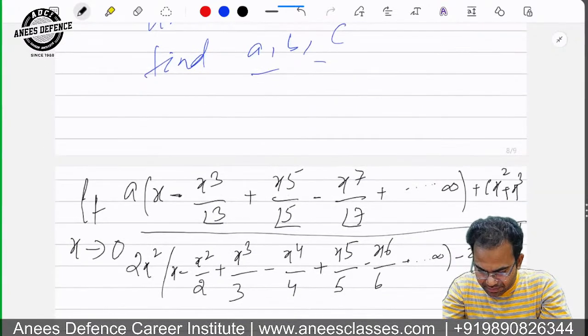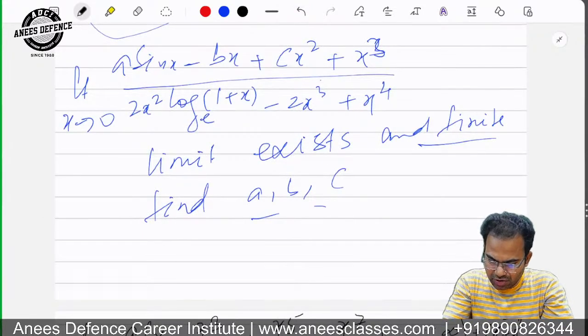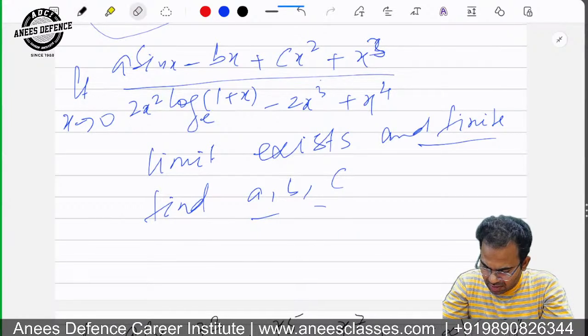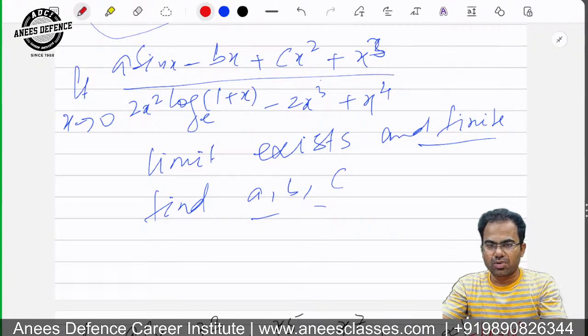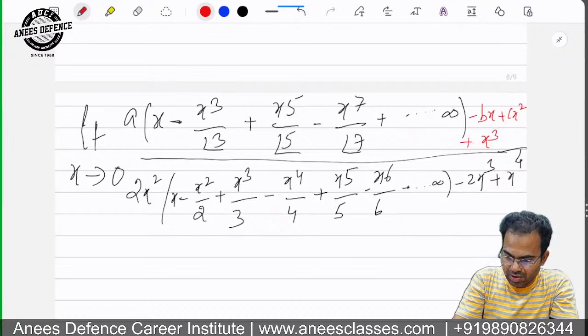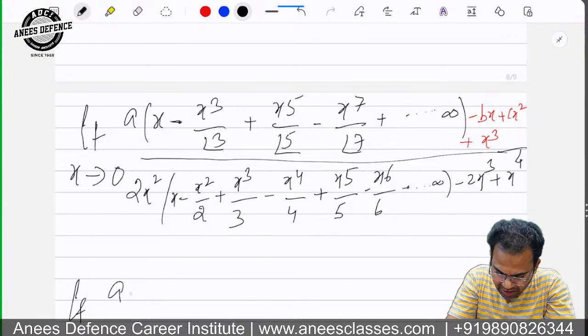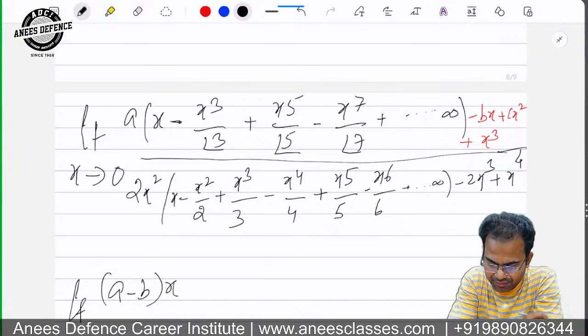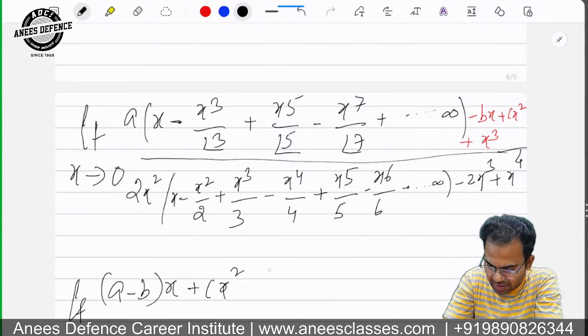I will collect the similar terms. Yeah, I left the minus bx. So here, first minus bx, plus cx square, then plus x cube, right? Okay. Now I will collect same powers together. So here a minus b, common will be x, okay? And here x square, so it will be cx square, and x cube and x cube.